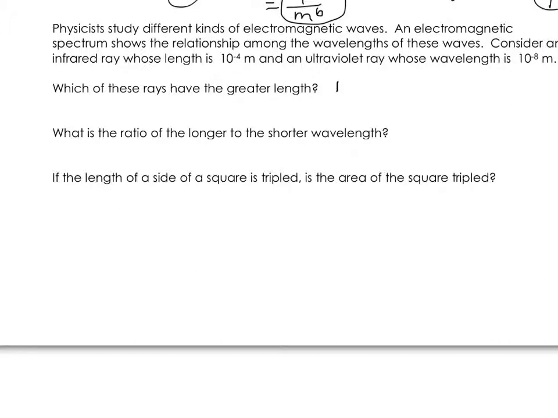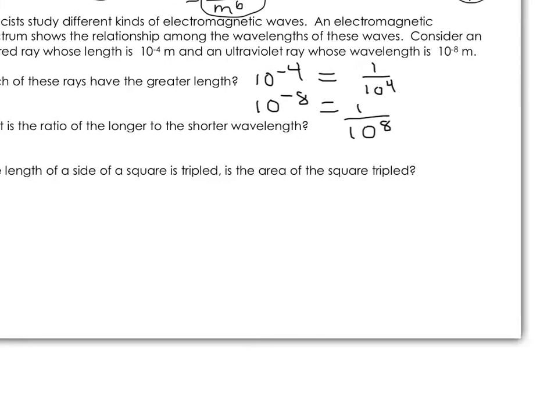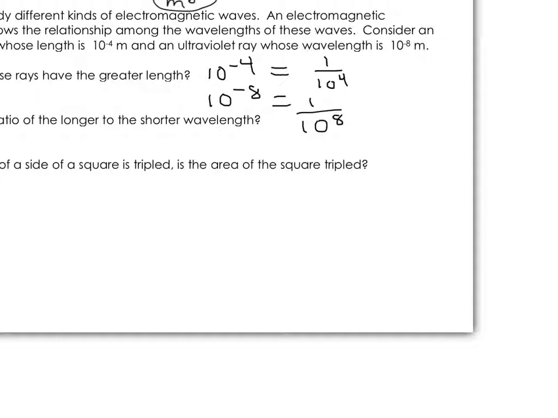So we're comparing 10 to the negative 4 to 10 to the negative 8. I don't really have a sense of which one is larger when they're written with negative exponents. What if we change them to fractions? That's 1 over 10 to the 4th, and that's 1 over 10 to the 8th. Which one is larger? In general, when you're comparing fractions, what's larger, 1/2 or 1/4? 1/2 is larger because the denominator is smaller. You've only divided 1 into 2 pieces versus 4 pieces. So 1/2 is larger.